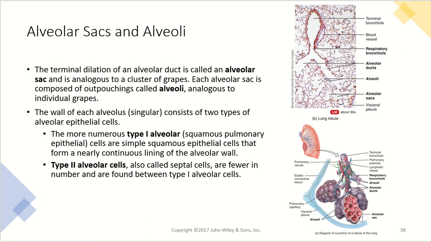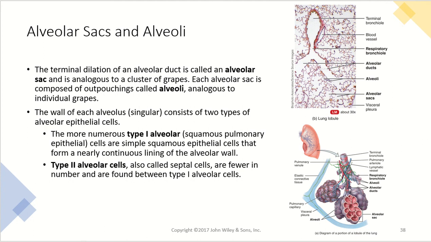So, the terminal dilation of an alveolar duct is going to be called the alveolar sac, and this is going to be analogous to a cluster of grapes. It's going to look a lot like that. You can see our little grape clusters down here in this little animation. So each alveolar sac is going to be composed of outpouching called alveoli, and these are going to be analogous to the actual individual grapes, right?